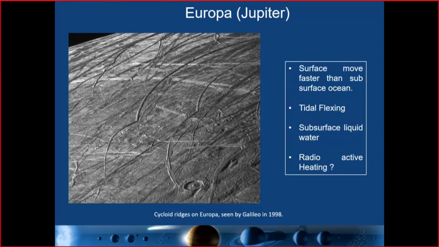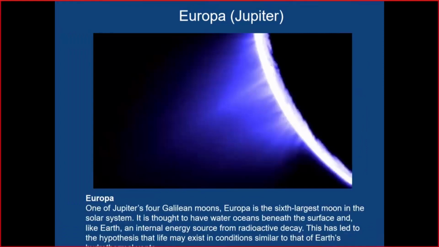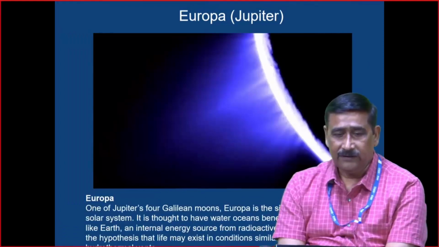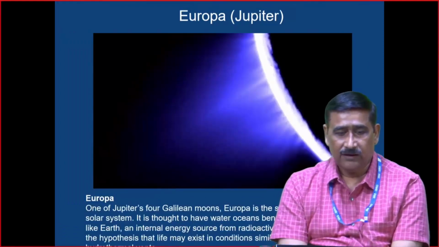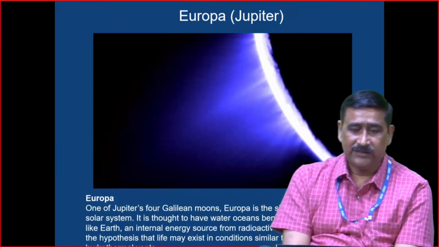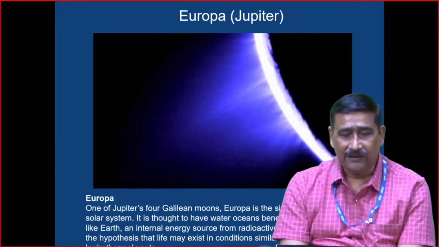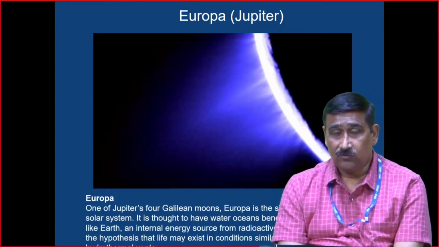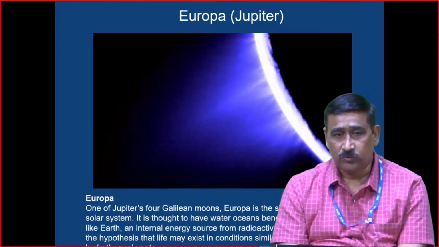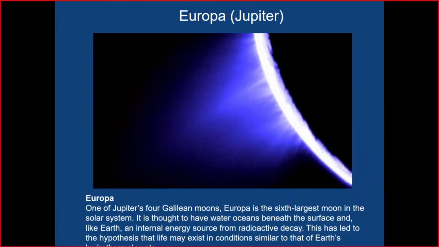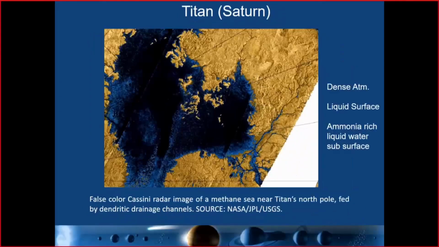There's something called tidal flexing that happens. So there is subsurface liquid water there, and there is a chance that radioactive heating is also there. That's why this moon of Jupiter can have life-supporting elements. People have seen a huge plume coming out of it, and that can only happen when there is an internal source from the decay. This also leads to one of the quests that it should be studied further to find more details about what is there in Europa.